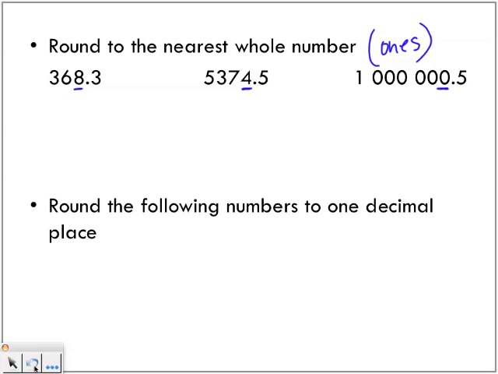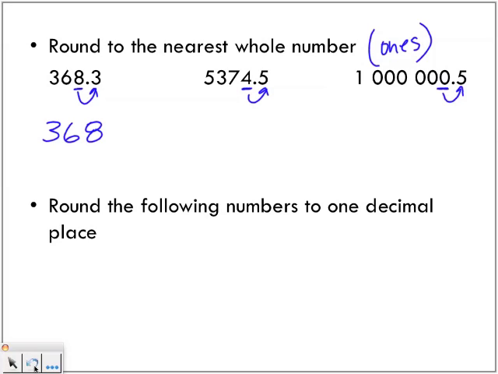Okay. And as we said, start off with the line of the placeholder and the arrow. So this first one, 368.3, is going to become 368. The 8 doesn't change because the number after it is a 3. Do I need the 0.0 in the place of the 0.3? No, I don't.